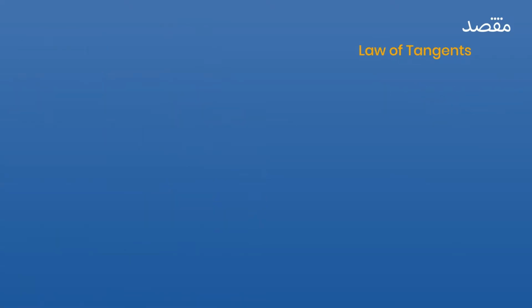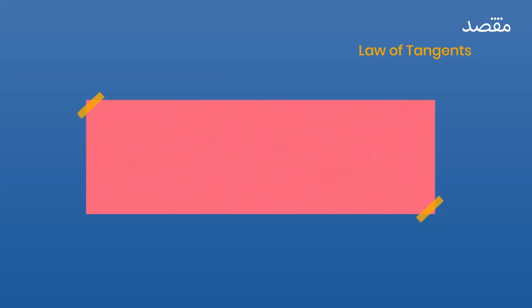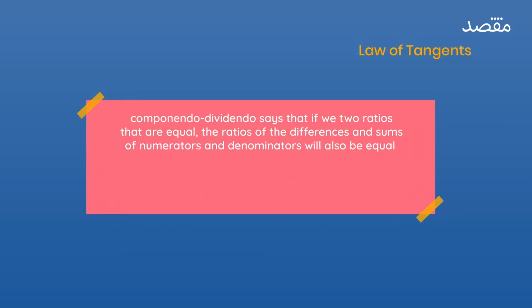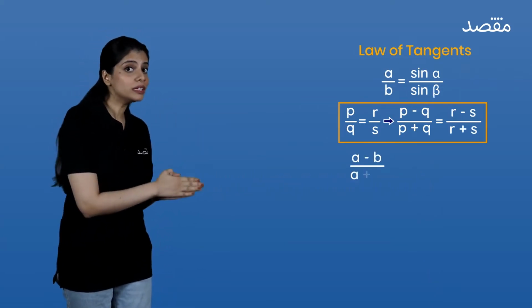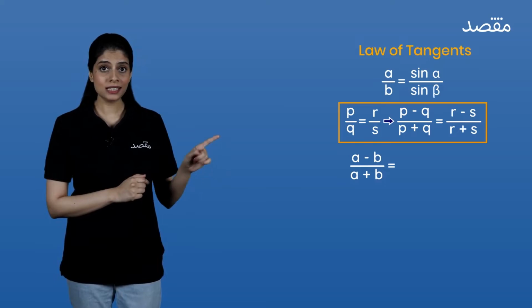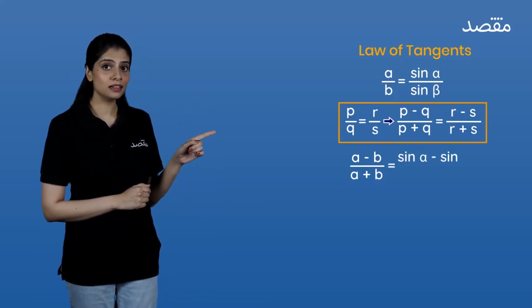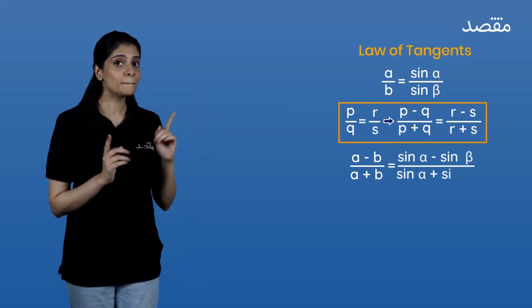यहाँ हम componendo dividendo use करेंगे. Let me remind you what componendo dividendo really quickly. अगर हमारे पास 2 equal ratios हैं, तो componendo dividendo के जरिए हम दोनों sides पे numerators और denominators के sum और difference के ratio को equate कर सकते हैं. यानी we can write A minus B upon A plus B equals sine alpha minus sine beta upon sine alpha plus sine beta.